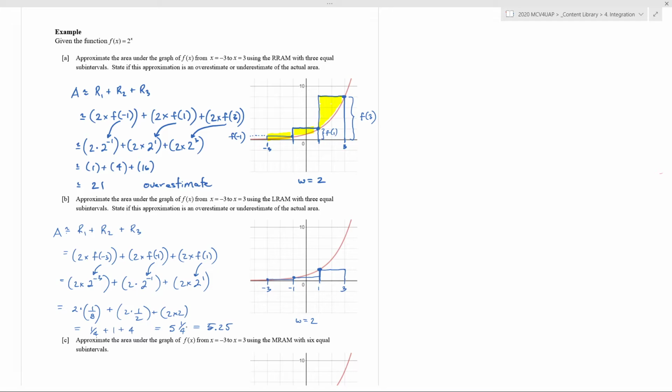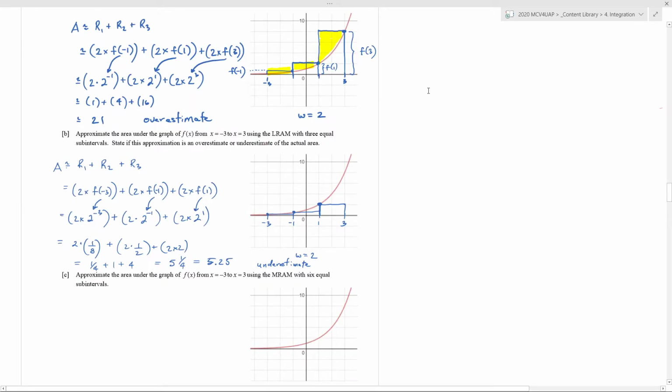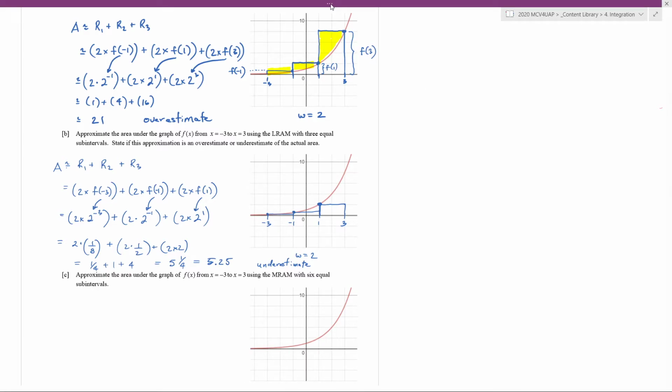Overestimate or underestimate? Definitely an underestimate. Any questions on that? Okay, now the third one is do the same thing, but now use a midpoint rectangular approximation.